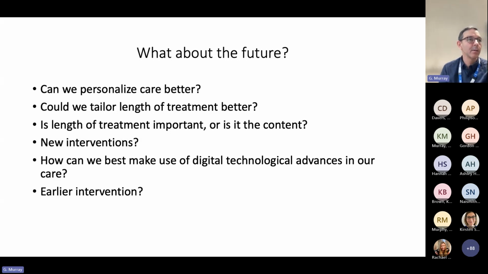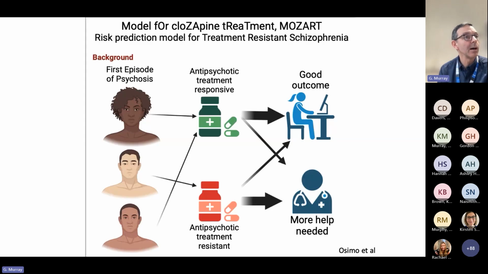And can we have earlier intervention? So personalized care, I'm just going to give one or two examples. There's lots of people working on personalized care in mental health.